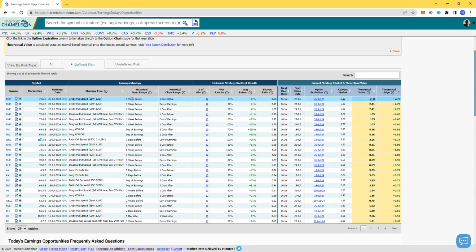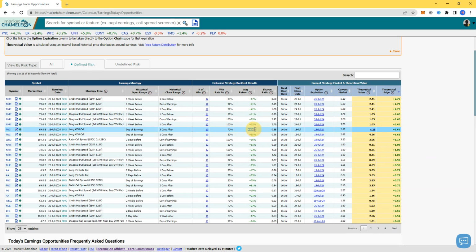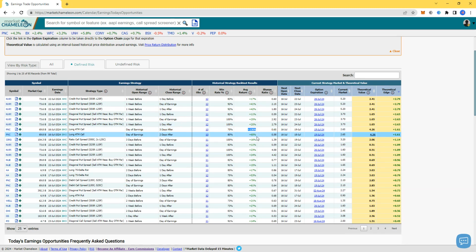And it tells you to open one week before and close one day before, and it tells you exactly the win rate: 83%, 92%, 100%. This is the average return that you can expect because you're not closing like one day after expiration. It tells you based on data. What is this? 136% average return.